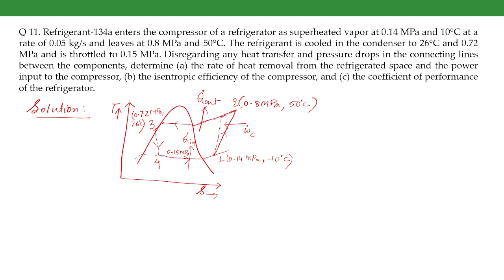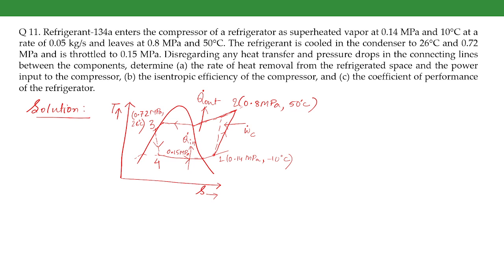So what is the problem at hand here? The refrigerant enters the compressor of a refrigerator as a superheated vapor at 0.14 MPa and minus 10 degrees Celsius at a rate of 0.05 kg per second, and leaves at 0.8 MPa and 50 degrees Celsius. The refrigerant is cooled in the condenser to 26 degrees Celsius and 0.72 MPa and is throttled to 0.15 MPa. Disregarding any heat transfer and pressure drops in the connecting lines between the components, determine the rate of heat removal from the refrigerated space and the power input to the compressor, the isentropic efficiency of the compressor, and the coefficient of performance of the refrigerator.